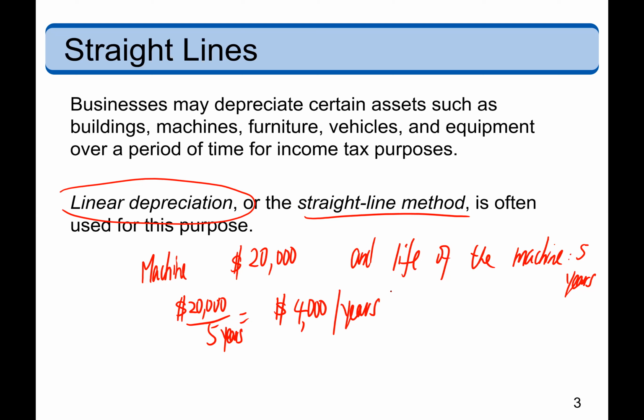So this is a very famous term called linear depreciation, because the relationship is linear, meaning as a year goes by, the value of the machine goes down by $4,000. Similarly, as another year goes by, the machine depreciates another $4,000. That's why it's called linear depreciation or straight line depreciation.